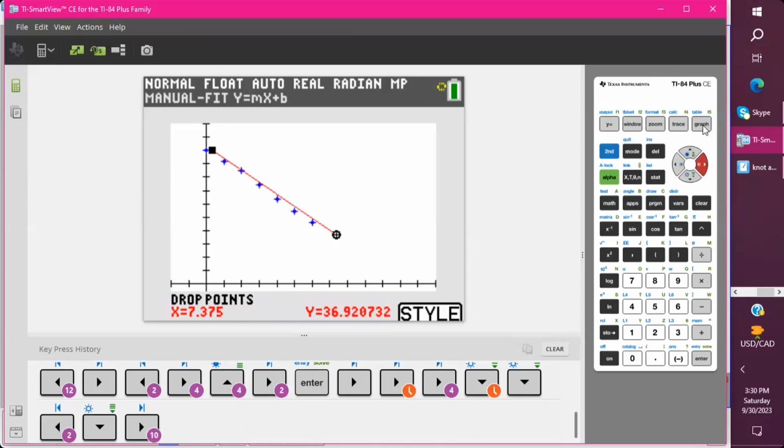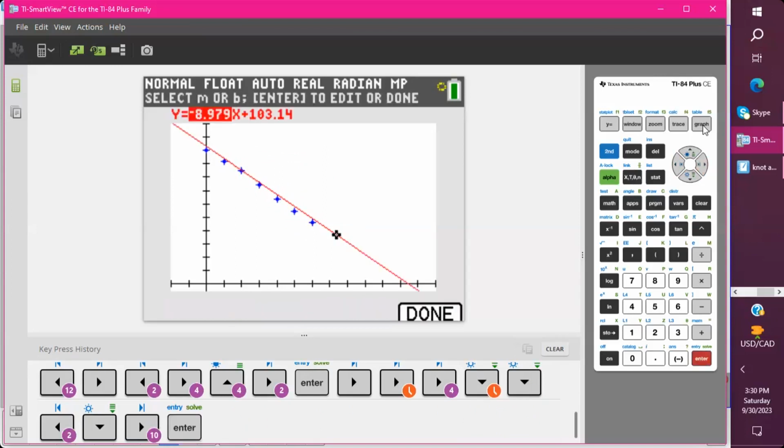I'm going to pick this particular point just so I can show some other things about the manual fit. So I hit enter, and I get a complete line drawn in there. My points are now no longer listed underneath my graph, but up in the left-hand upper corner, I now have an equation. This particular equation right now is y is equal to negative 8.979x added to 103. So it gives me the equation of that line. If I am satisfied with that, I can hit done, which is right above the graph. So again, I could hit the graph key and I would be done with my work.